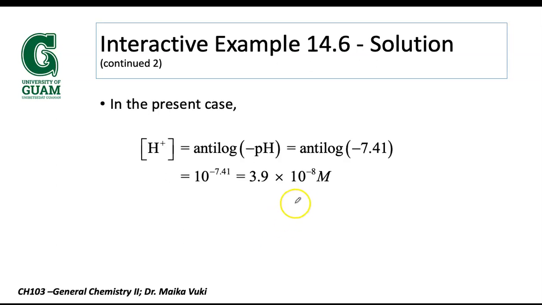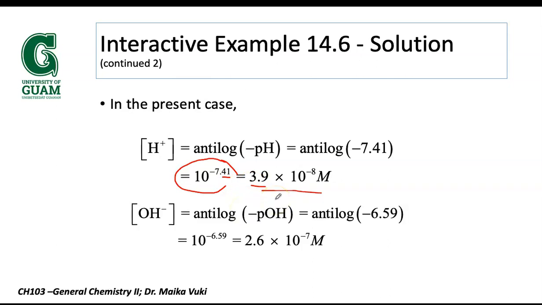So in this case it is 3.9 times 10 to the power of minus 8. Notice when you're taking the anti-log, that's the relationship you're actually performing: 10 to the power of minus 7.41. And that will give you the final answer. Now you can see why this is 2 decimal places. This is 2 significant figures.